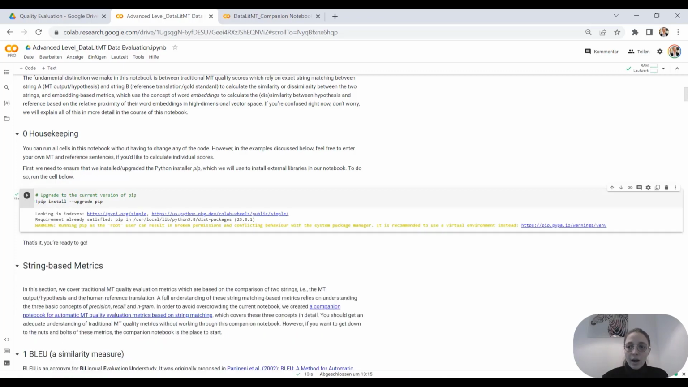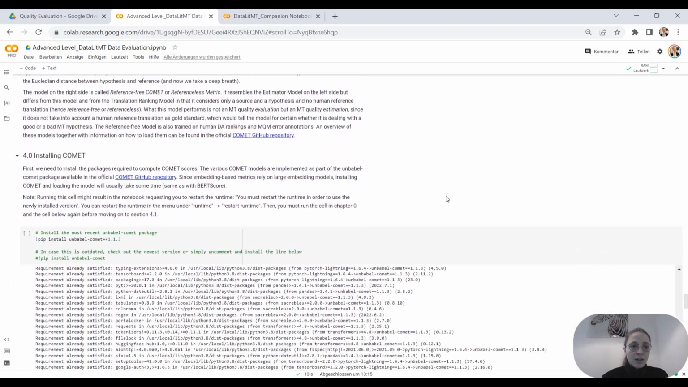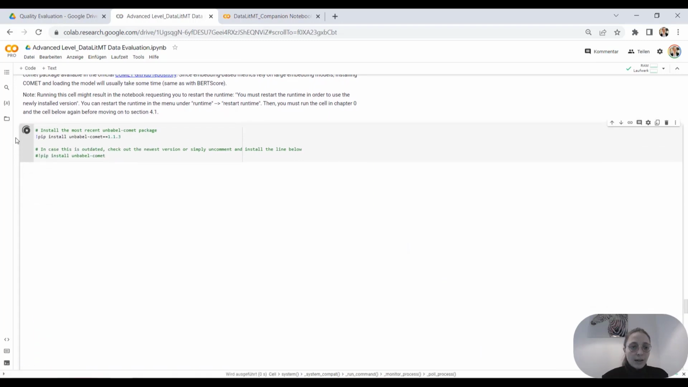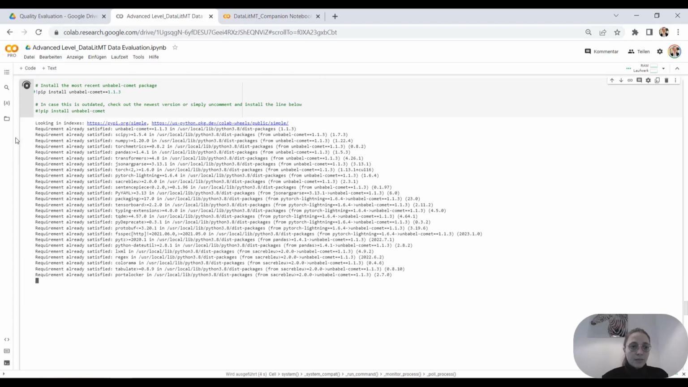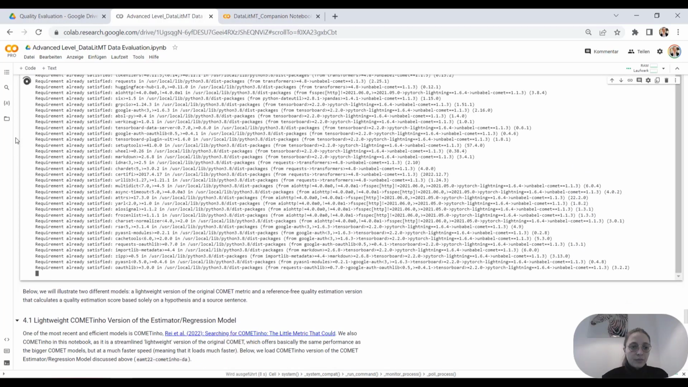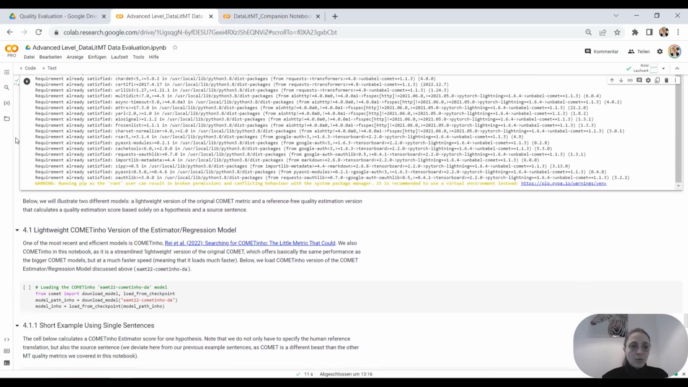Perfect, then we can go back down, we can skip all the other steps, we can go back to our COMET step and reload this. So now we will install COMET again, and this time it should work. Perfect, now we don't have to restart our runtime, so we can move on.